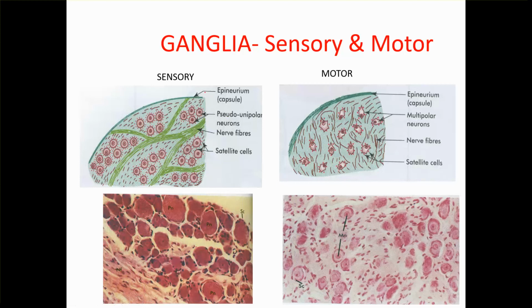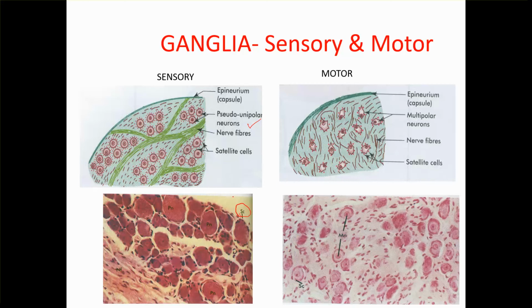ganglia. We have sensory and motor ganglia. The sensory ganglia are usually in groups, and they are of similar size. They are made up of pseudo-unipolar neurons. If you look at the photo, it's more darkly stained here, and around the neuron, what you see as SC are the satellite cells. Satellite cells are the neuroglial cells related to the peripheral nervous system.